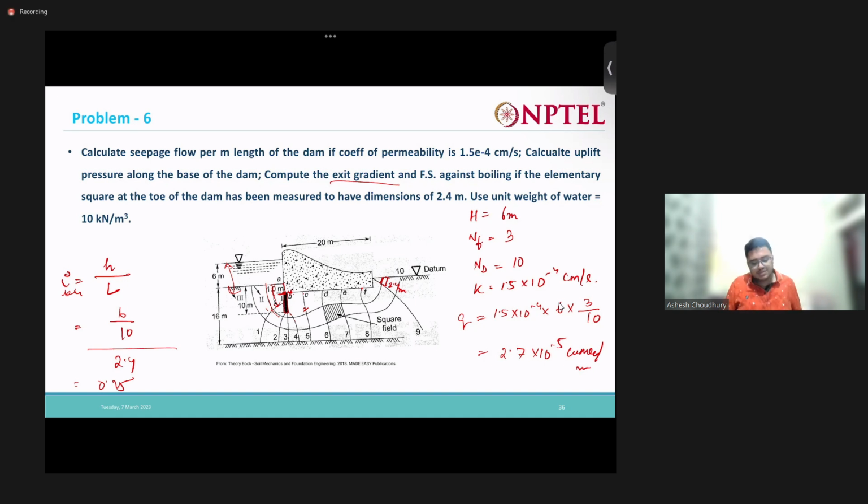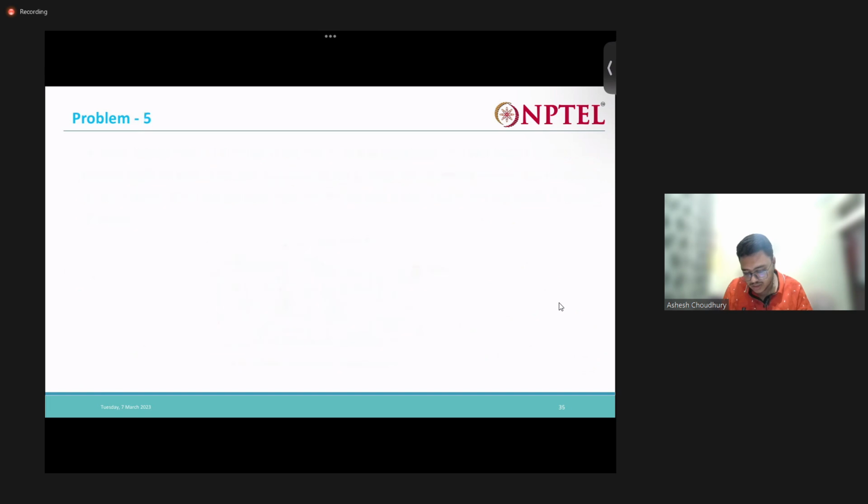Now again it's asked, we need to find the factor of safety against boiling. So first we need to find out the critical hydraulic gradient. As the value of G is not given, let us assume. See, if the value of G is not given, what we can do is go to our theory.